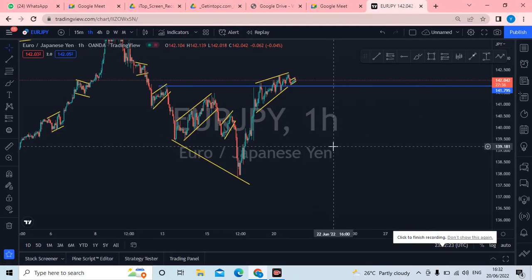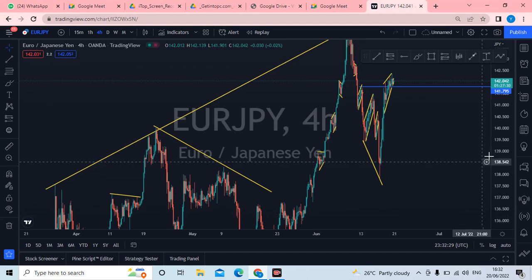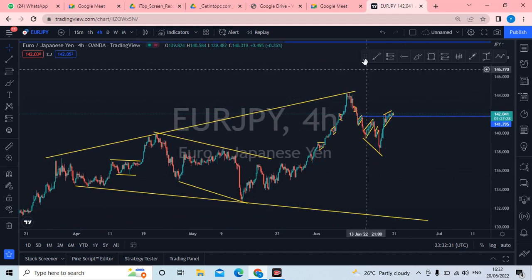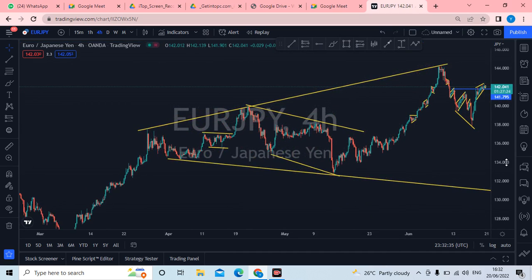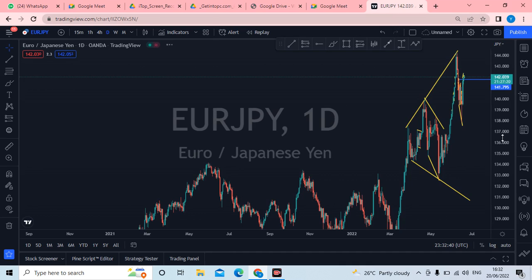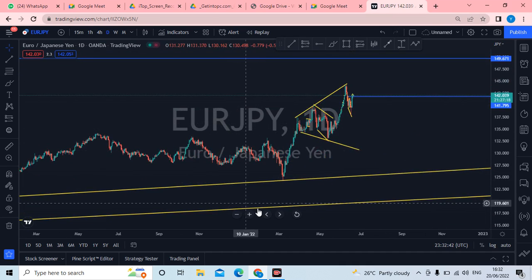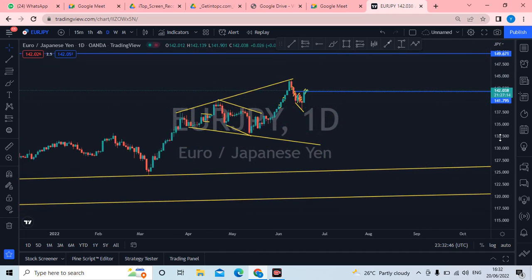So we'll be looking at EURJPY. Okay, so quickly let's go to the higher time frame and see what is happening. So we can see here when we come to the daily time frame, you can all bear with me here and see what's happening now.